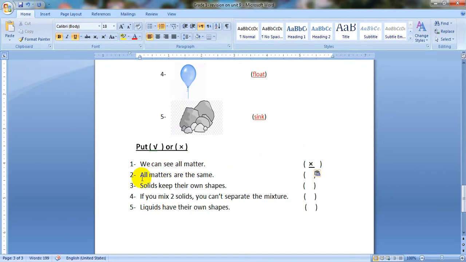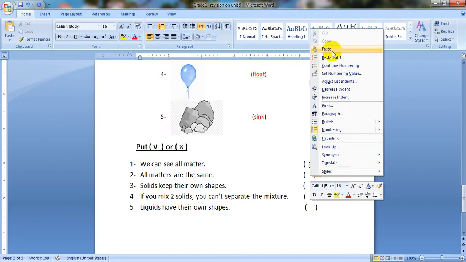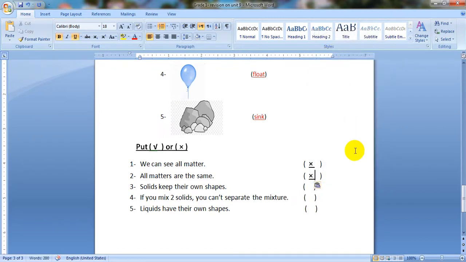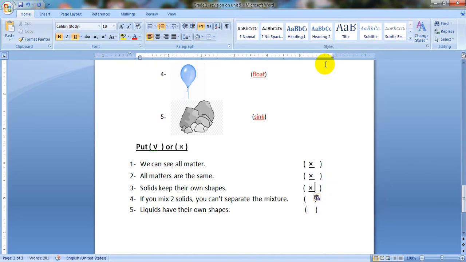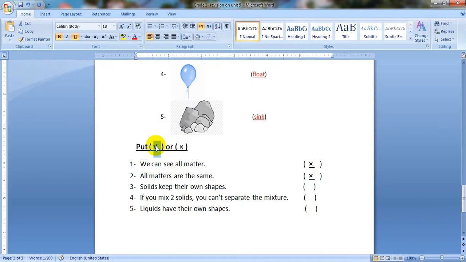The next one, all matter is the same. Is all matter the same? Of course not. We have many states or many kinds of matter. We have solids, liquids, and gases. Now, number 3. Solids keep their own shape. Is it true? Yes, solids are the only state of matter that keep their own shape. So, it's true.